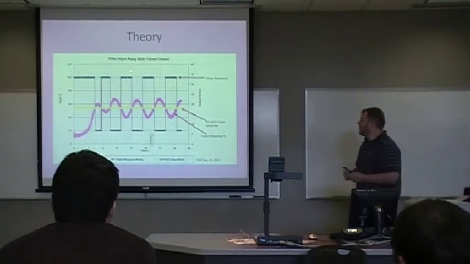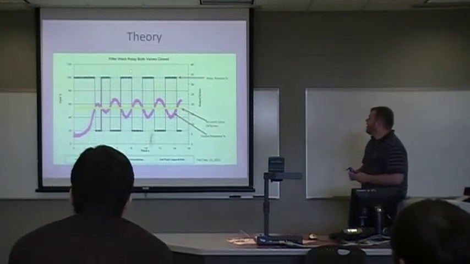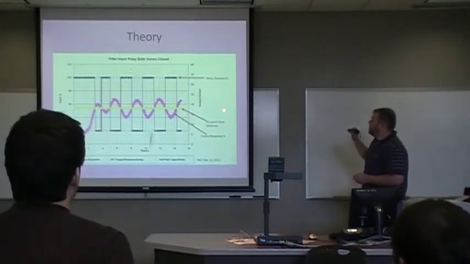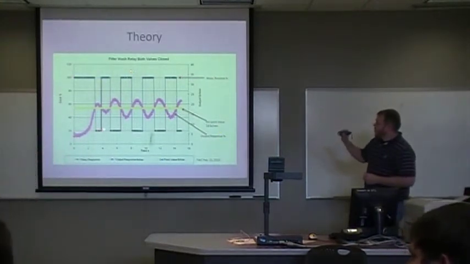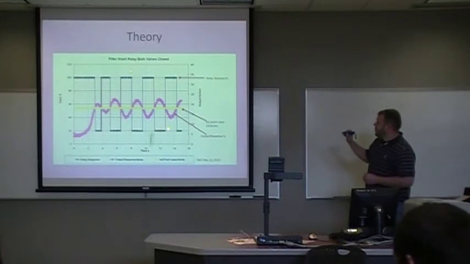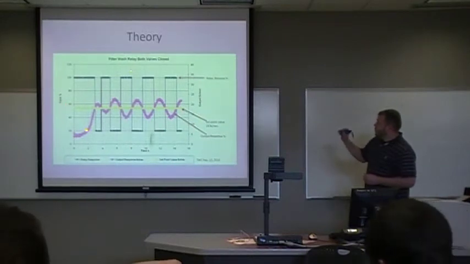Basically, this part is just showing what is what. This line here is the relay response. This is the set point value, and this is the actual output of the system.